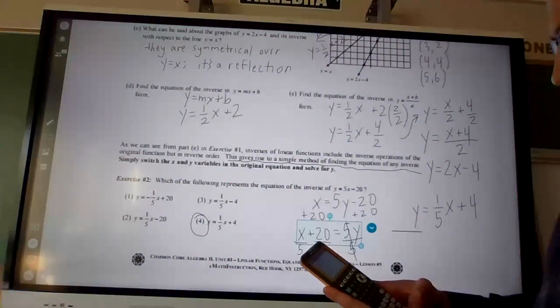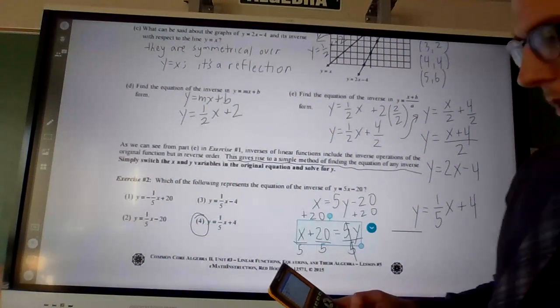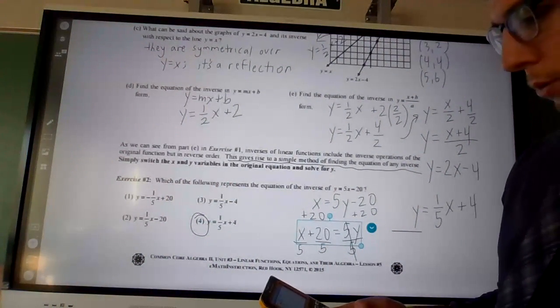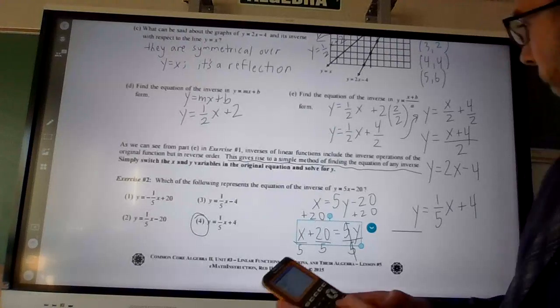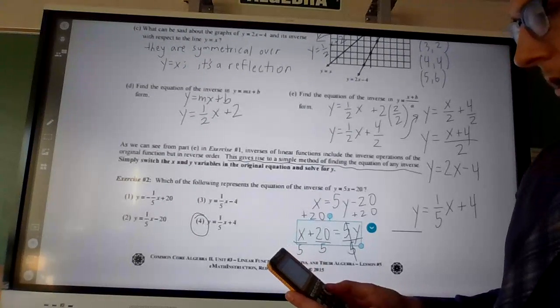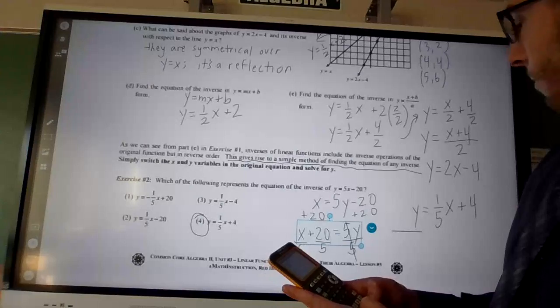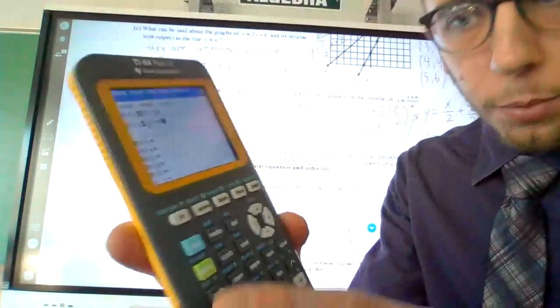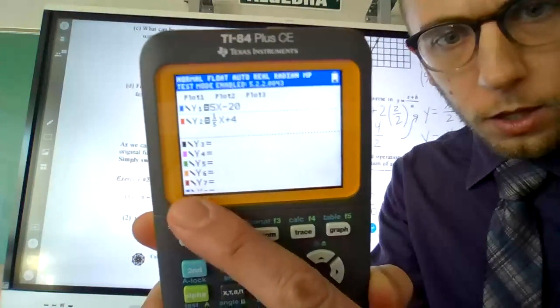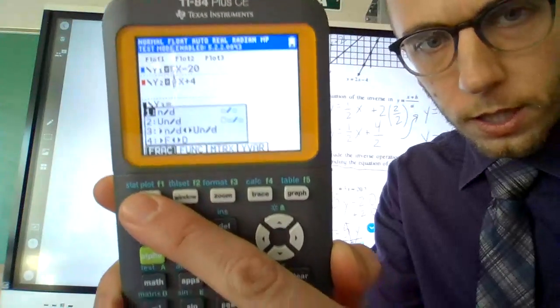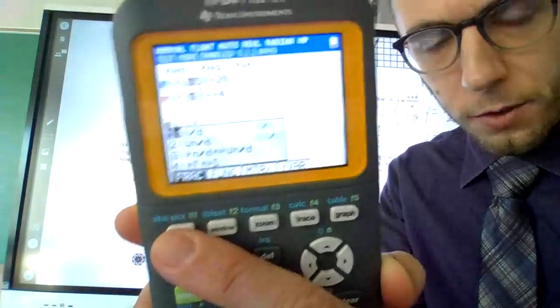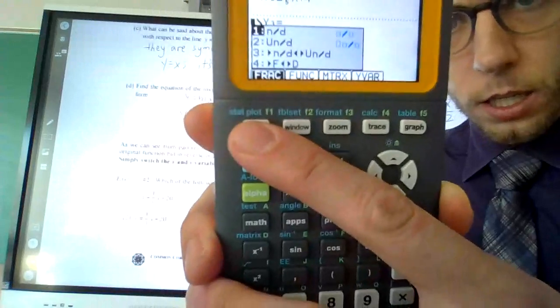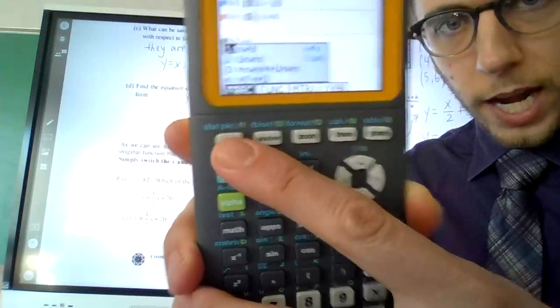And then I'm going to put in my inverse now. So I have 1/5 x plus 4. Remember, if you want to get that fraction input, press math, y equals, and then enter that. N over d stands for numerator over denominator, which is a fraction.